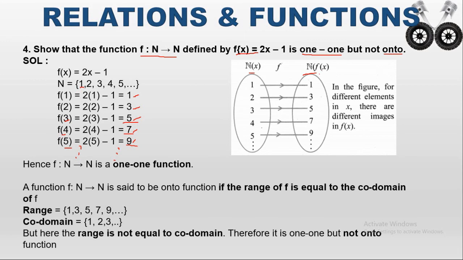So what is the codomain? Codomain means the set of elements presented in the set. What is the set? The set is the natural numbers. That means we have to start from 1. So 1, 2, 3, and so on to infinity. So here the range is 1, 3, 5, 7, 9, but the codomain is 1, 2, 3, 4, 5. So these two are not equal. Whenever they are not equal, then it is not onto. So that is verified.